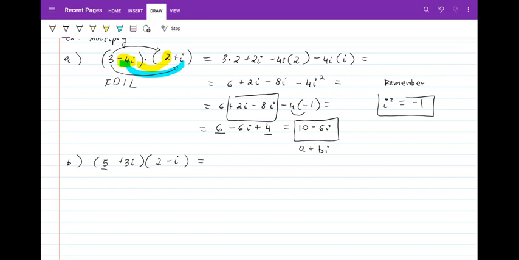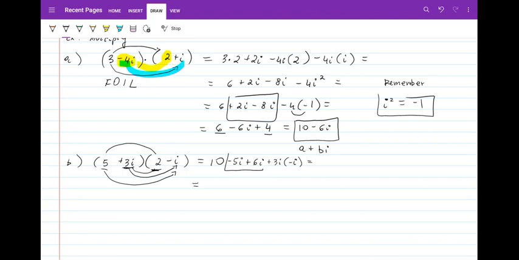F stands for multiplying first. So we have 5 times 2, which will give us 10. O stands for multiply outside. So 5 times negative i will give you negative 5i. I stands for multiply inside. So we have 3i times 2, which will give us 6i. And L stands for multiplying last. So we have 3i times negative i. And it's time to simplify.